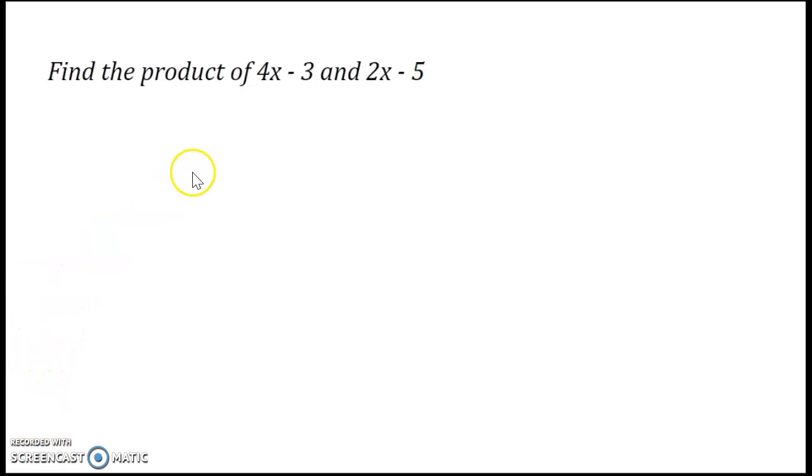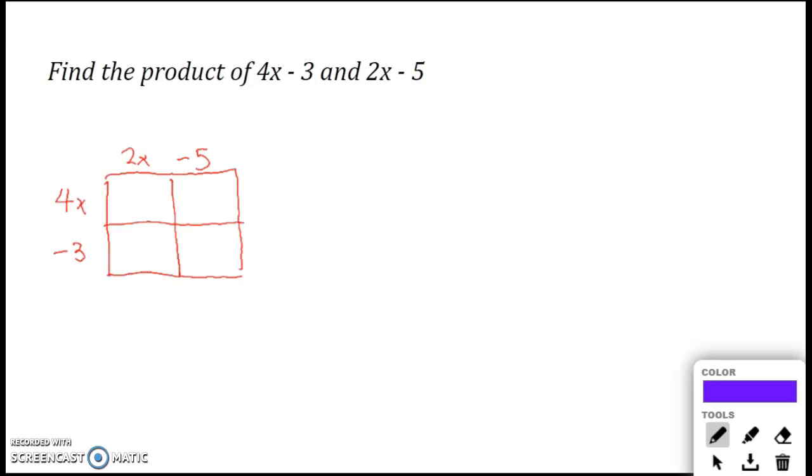Okay, so the first warm-up problem was find the product of 4x minus 3 and 2x minus 5. You were supposed to use the area model first and then the distributive method. Let's start with the area model.